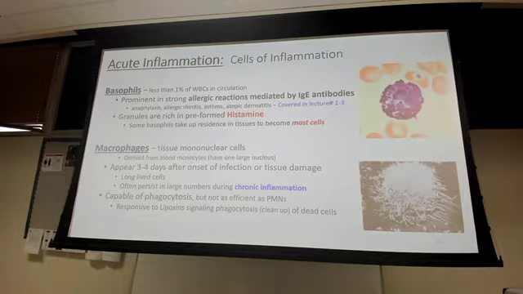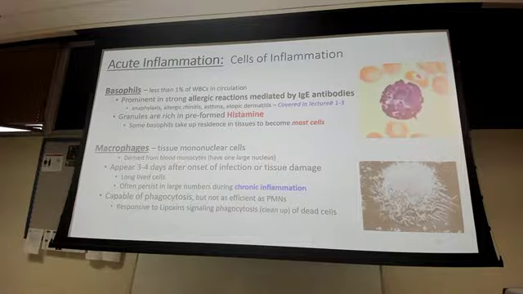Now, important to know, make sure you guys know this: when basophils escape our blood and go into our tissue, they change into mast cells. They still do the same thing, they still release a lot of histamine, but they're just a different type of cell, which we call mast cells.